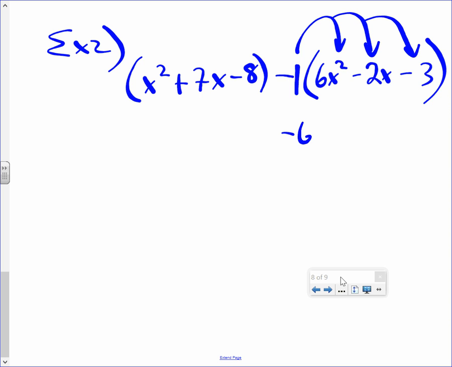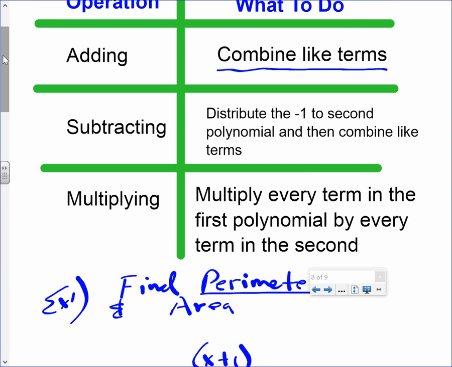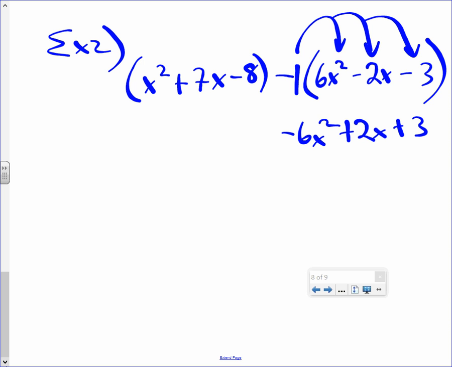Negative 6, huh? x squared. Negative 1 times negative 2. Positive 2x. Negative 1 times negative 3 is positive 3. Now we're ready to rock and roll. Let's combine like terms. That's what it says. Think of the rule, that table we start off with. Then combine like terms. Let's combine like terms now.